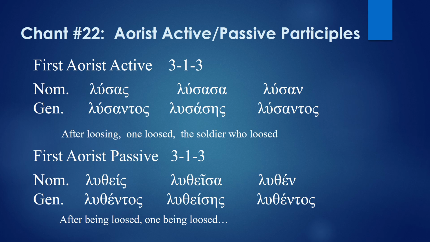We will just learn the nominative and genitive, and then just add the endings for the third declension or the first declension or whatever, okay? So the nominative form is lusas. The genitive form for the masculine singular is lusantos. The feminine form, nominative, is lusasa. The feminine form for the genitive singular is lusases. The neuter form takes a third declension, and it's lusan for the nominative and lusantos for the genitive.